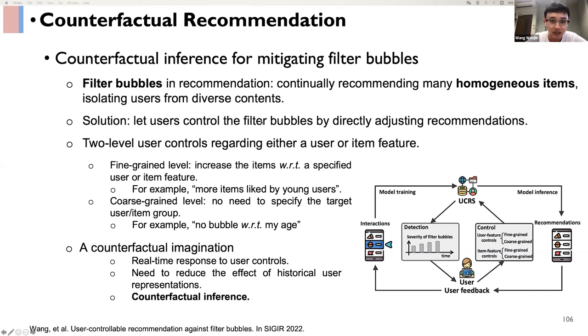The solution in this work is to let the user control the filter bubbles by directly adjusting the recommendations. In the previous class, we introduced the feedback loop, right? The user provides feedback. We collect it as interactions, and the interactions are used to train the recommender, and the recommender does inference to generate new recommendations for this user. This is a feedback loop. This work introduced another loop between users and the system.